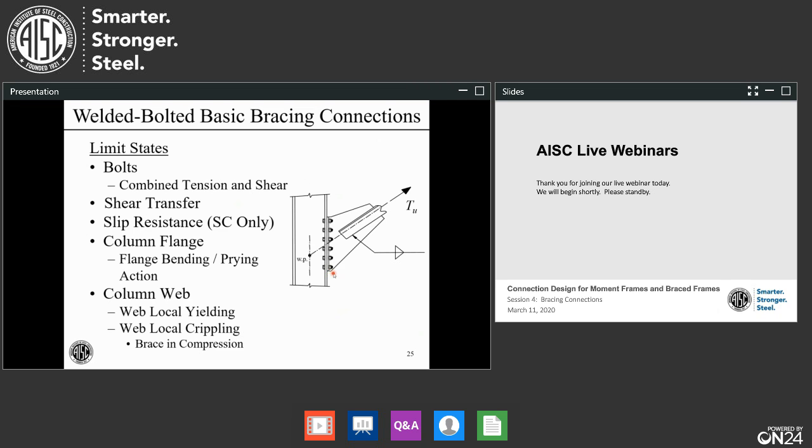Now that we have the load through the bolts, now we're into the column flange. The first thing we need to do is check the column flange for out-of-plane bending and prying action, just like we did the T flange on the previous slide. So we need to make sure the flange is thick enough to prevent prying action, or else we need to take the prying action into account in our bolt design. We have the load through the flange now. Now to the column web. Regardless of whether this brace is in tension or compression, we have web local yielding in this region behind these bolts. If this brace is in compression, then we have web local crippling in this region.